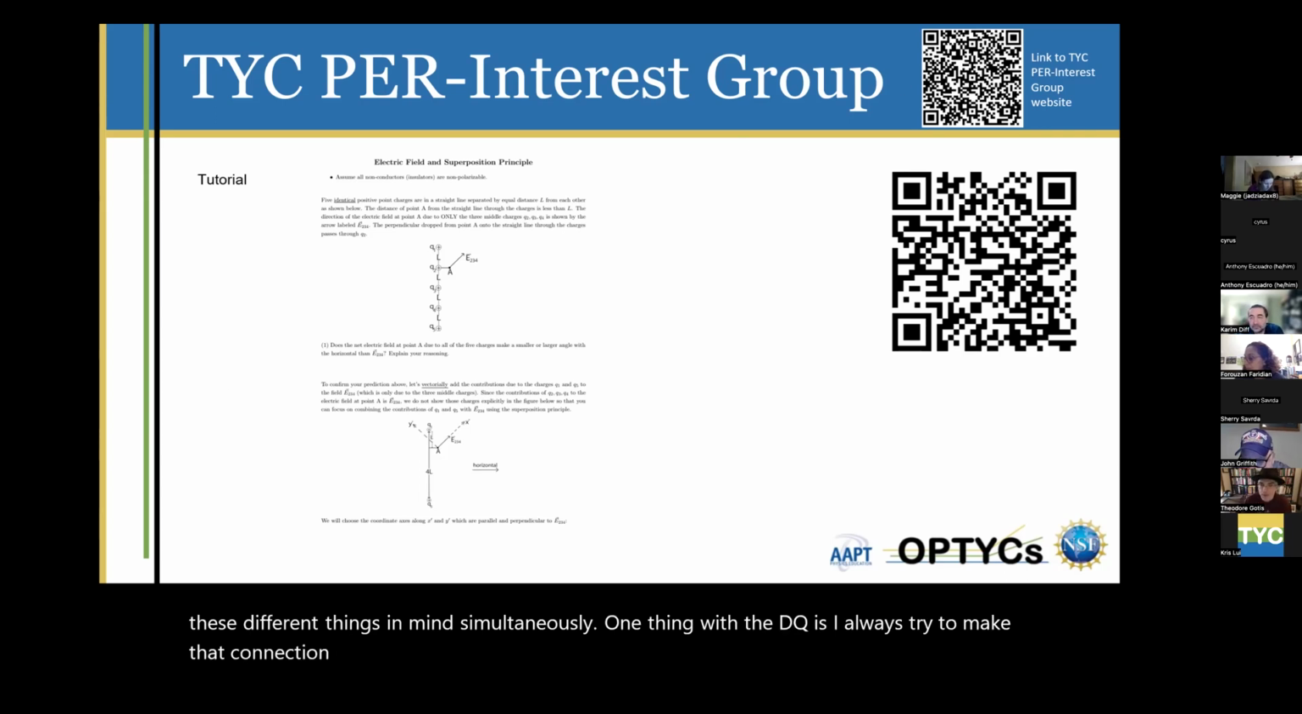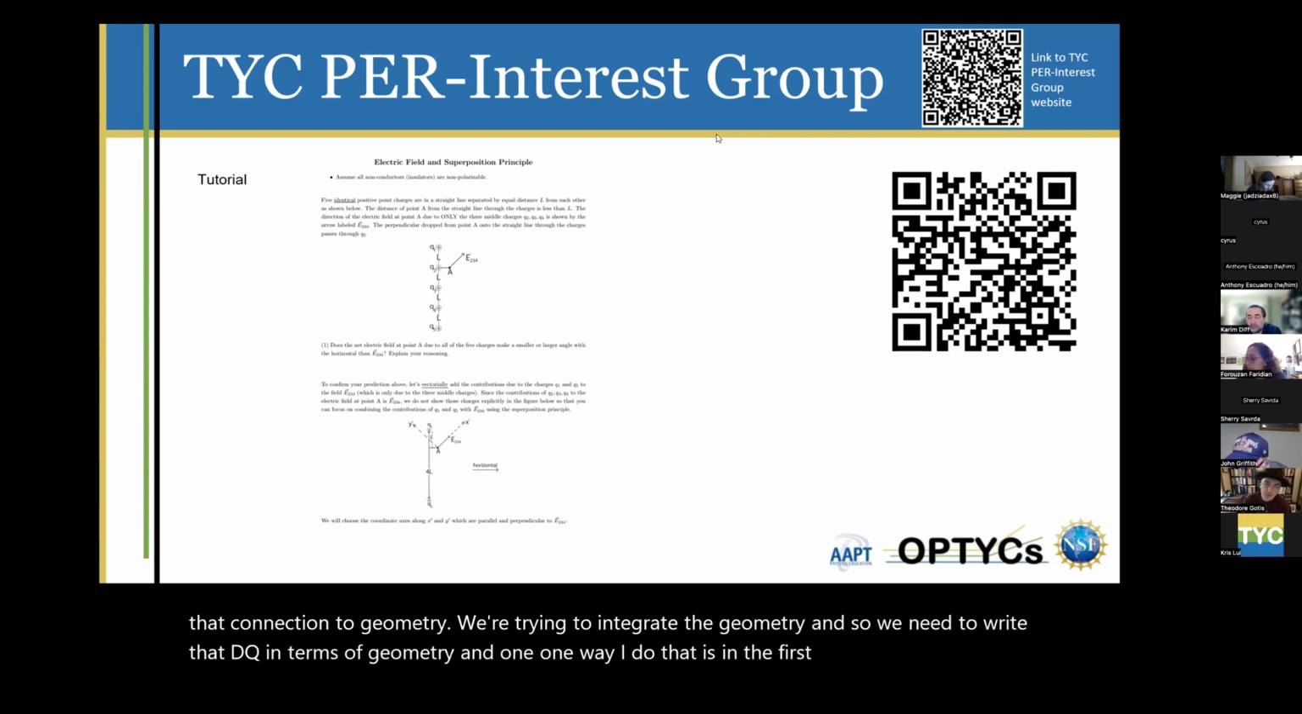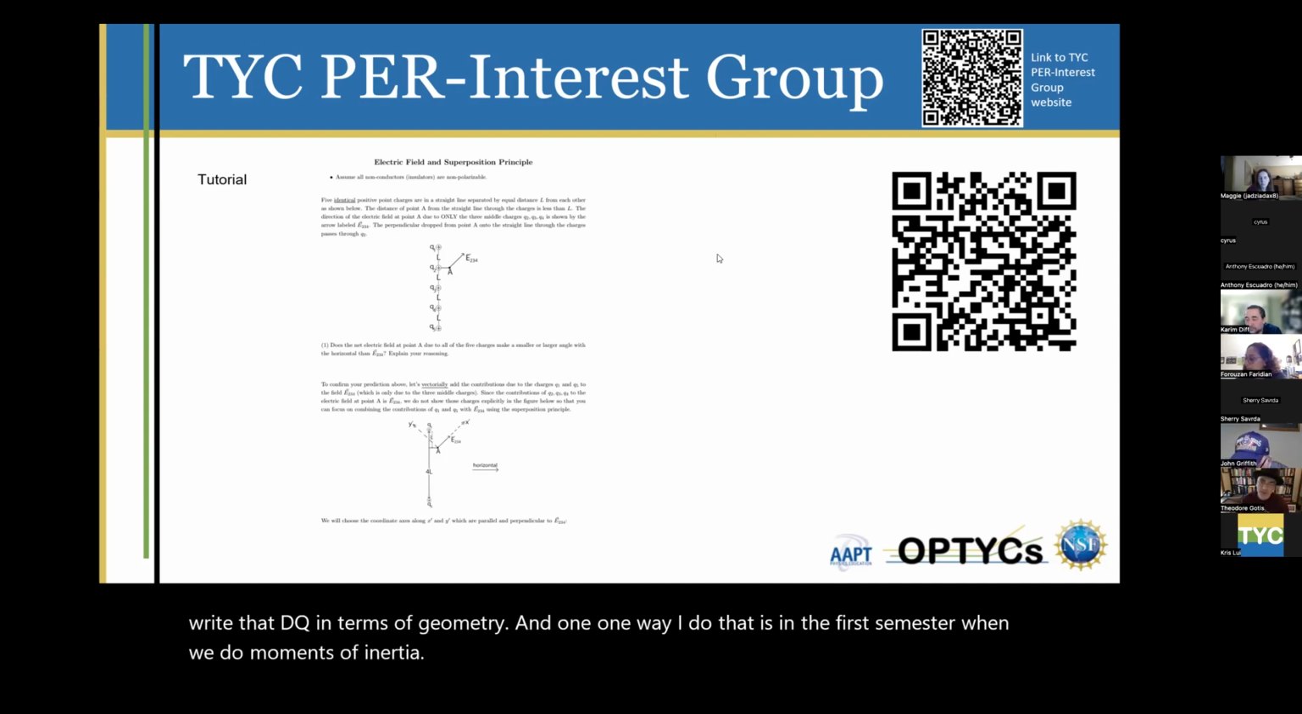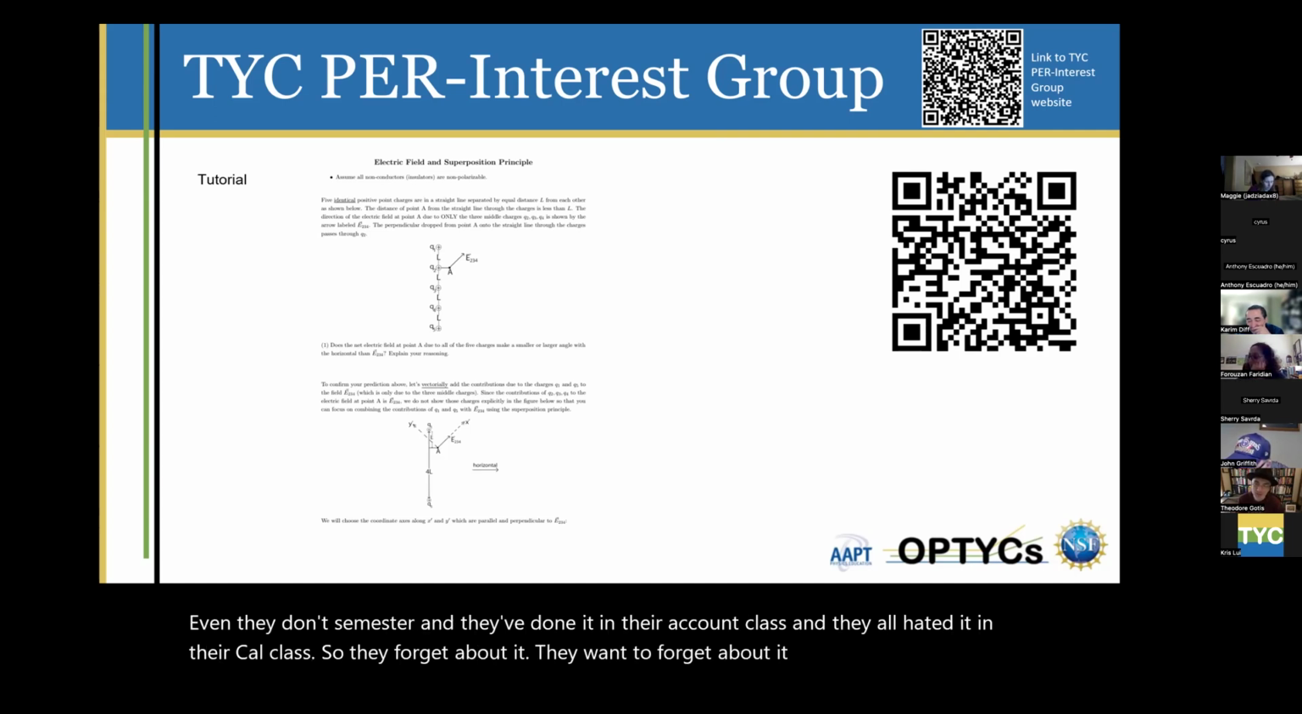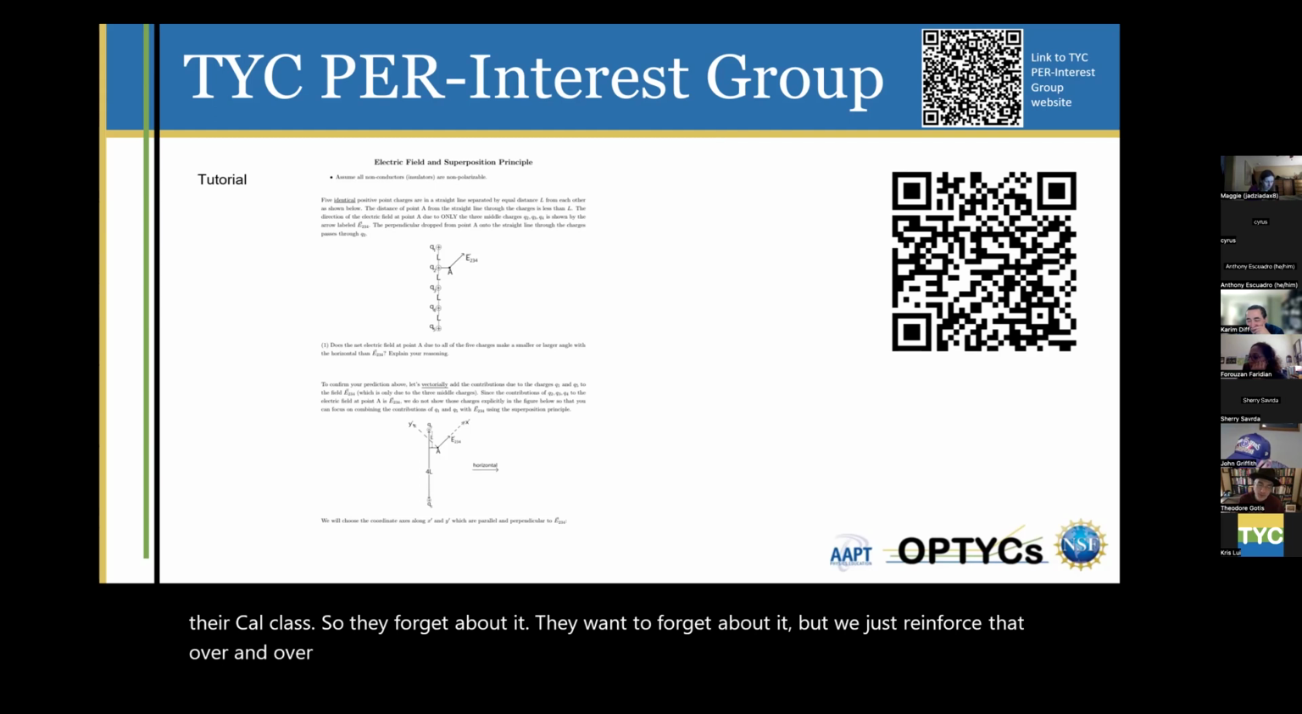We're trying to integrate the geometry, and so we need to write that DQ in terms of geometry. One way I do that is in the first semester when we do moments of inertia, we do a very similar integral where we take the dm and relate it to geometry. They never remember this second semester, even though they've done it first semester and in their calc class, and they all hated it in their calc class, so they forget about it. They want to forget about it. But we just reinforce that over and over again.